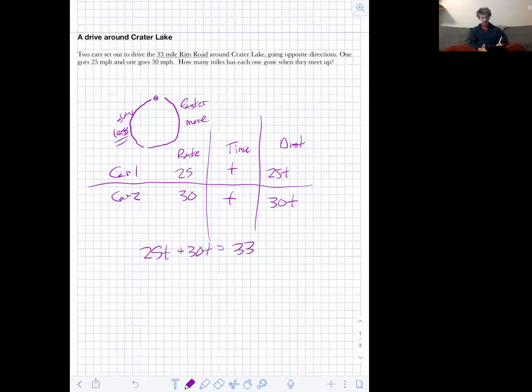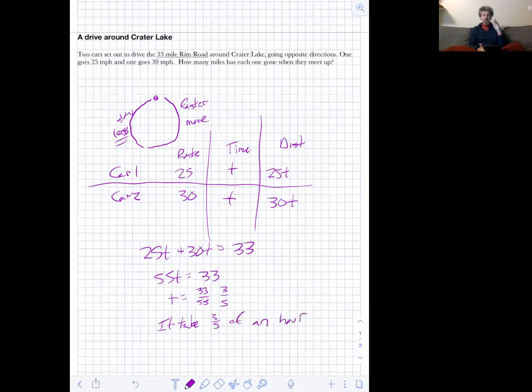30 plus 25 is 55t equals 33. T equals 33 over 55, which you can divide an 11 out from both of those, and it's 3/5. I didn't even plan it that way. It's just one of those lucky things. And so it takes 3/5 of an hour. And that's the answer.